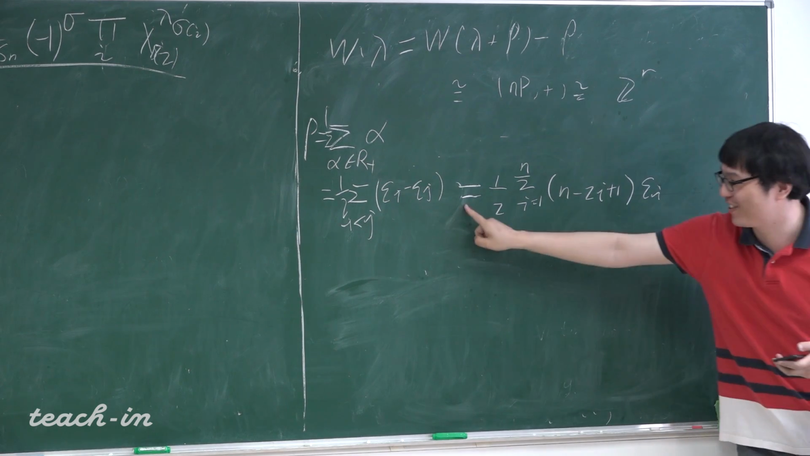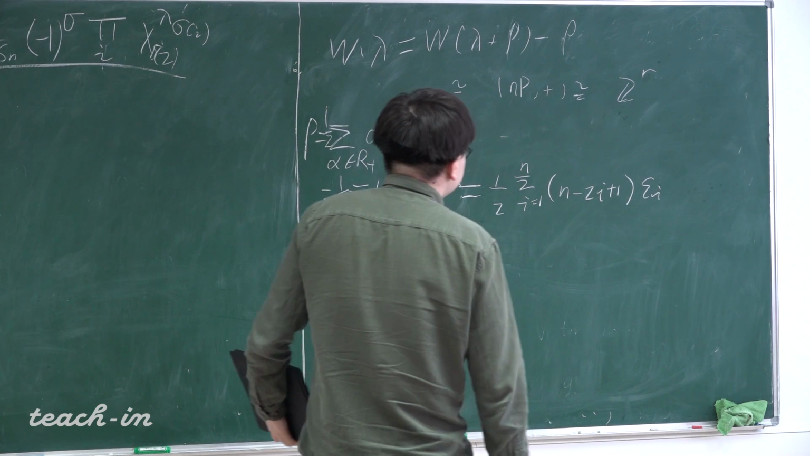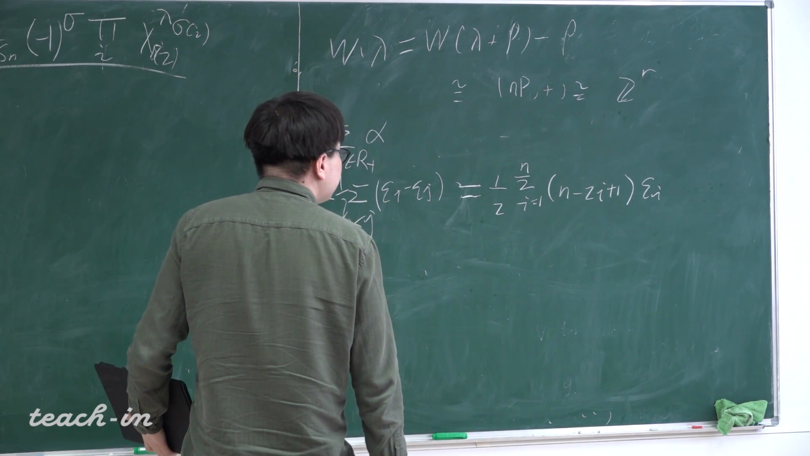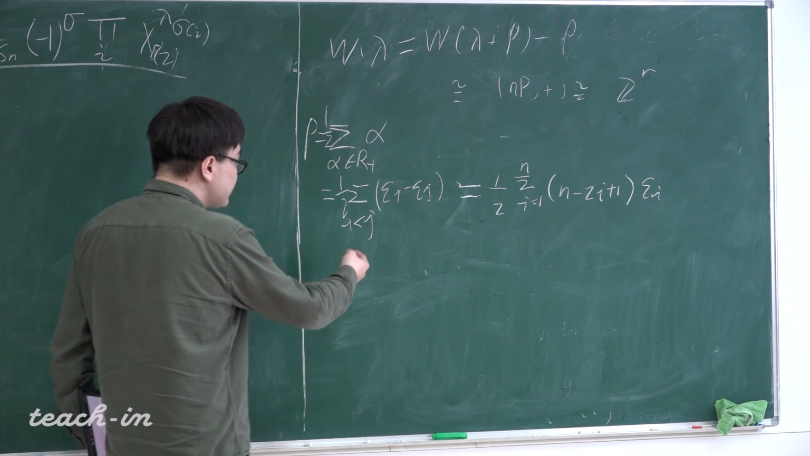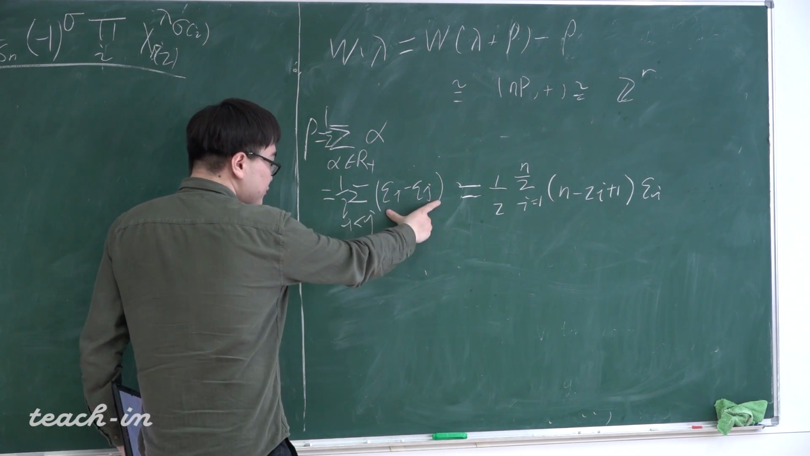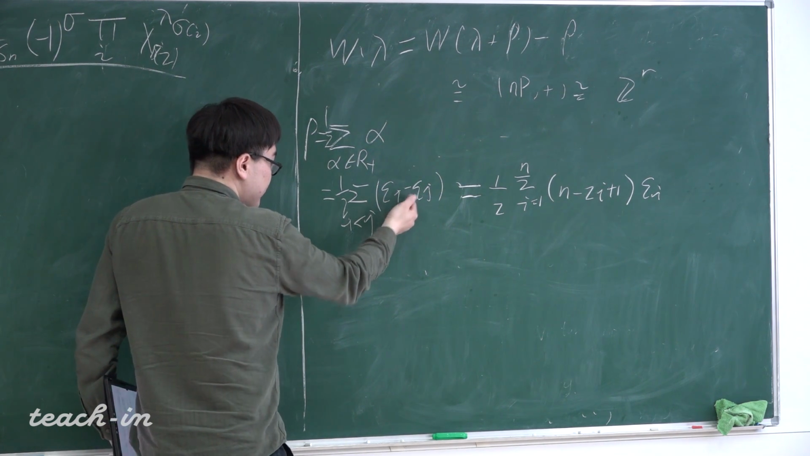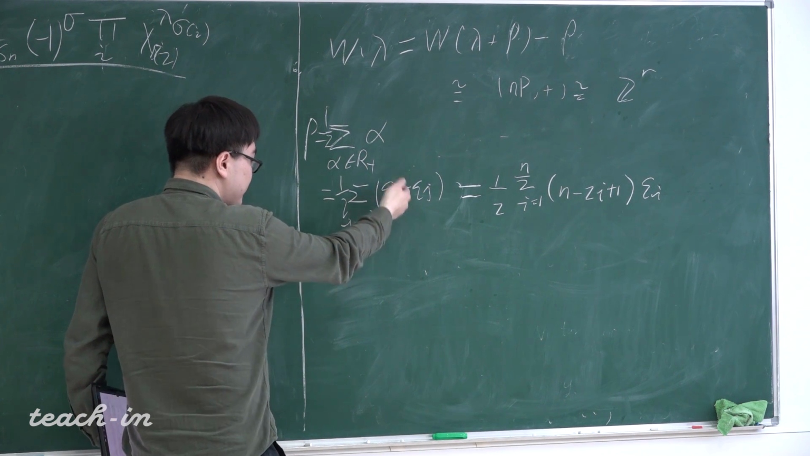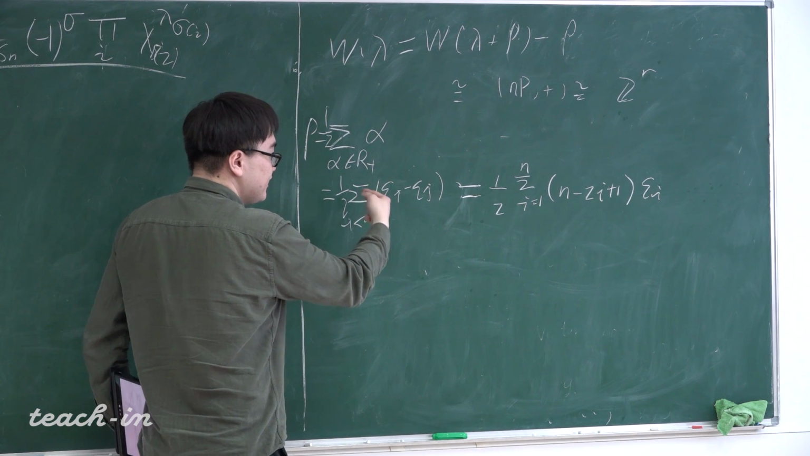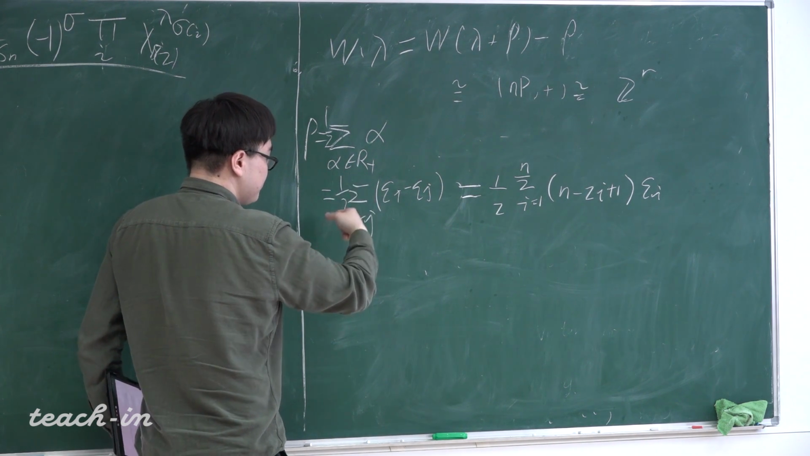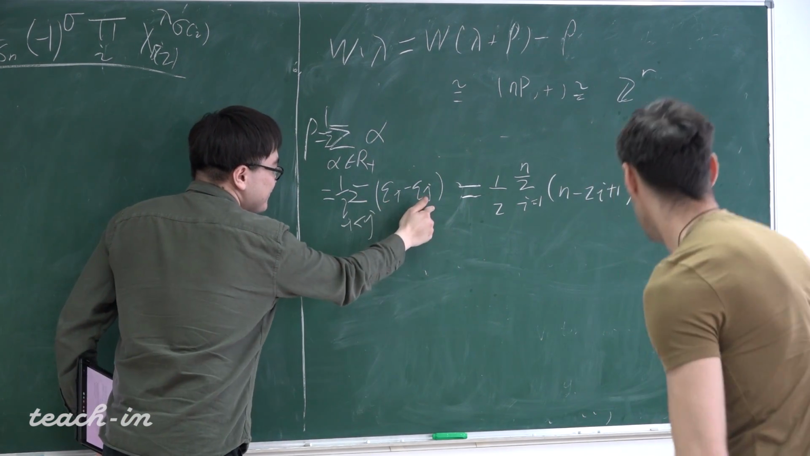Maybe you should explain how to count. We take some i, but the index is not the same: there is something with minus, something with plus. If we fix some i, we see how many positive ones and how many negative ones, how many things from here and how many from here.